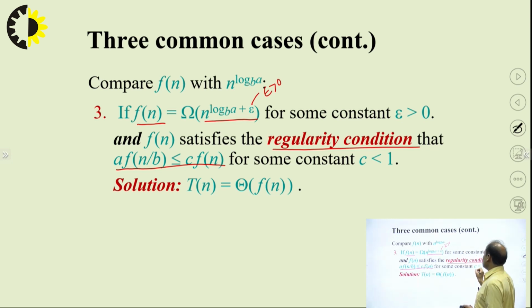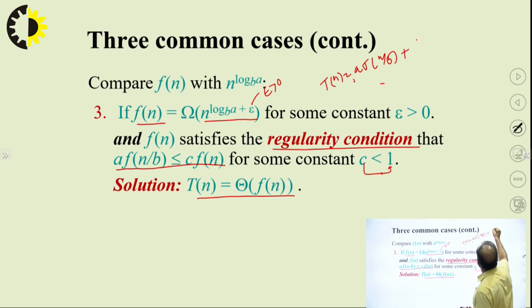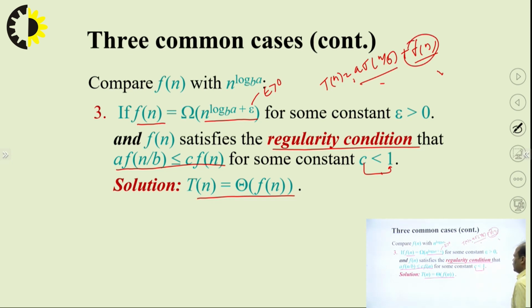So in this situation, if this is true for some value of c which is less than 1, then we can say that T(n) is theta of f(n). Actually, we started with T(n) = a·T(n/b) + f(n). So case 3 is saying that f(n) is having more time as compared to this. That's why the overall time is proportional to f(n).